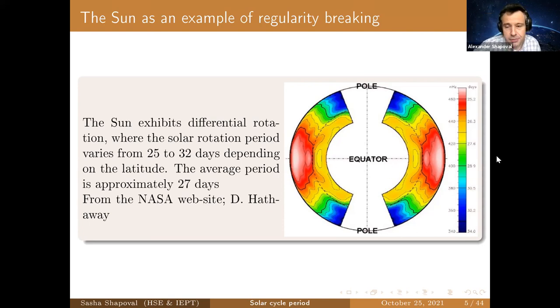And we see the picture, which represents different periods, as I said, depending on the latitude. The period varies from 25 to 32 days, depending on the location. And the average period, the number that you can see everywhere, is approximately 27 days, as it is observed from the Earth.